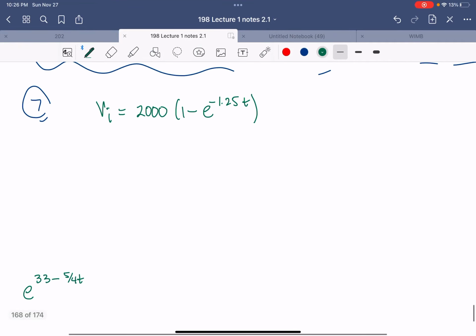Hi there, I just wanted to record a quick video on how we find our graph for flow. So keep in mind that flow is the derivative of volume. It's the rate of change of air coming in and out of the lungs. So it's the rate of change of volume.